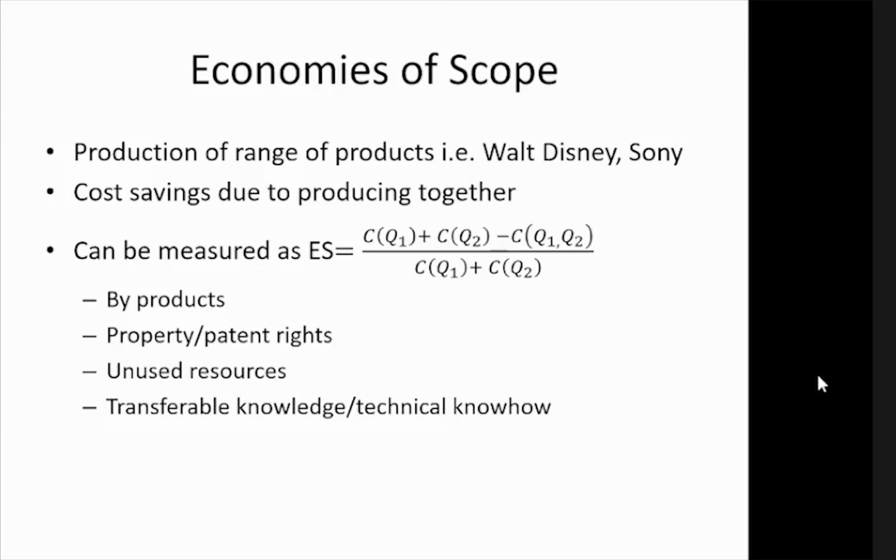Why are they getting into this economies of scope? It is because we will be getting some cost savings. We can reduce the cost. Therefore, when we increase our scope, cost will be decreasing. This is because we will be having some advantage. It may be because of byproducts.